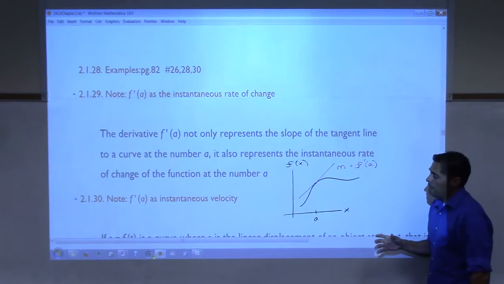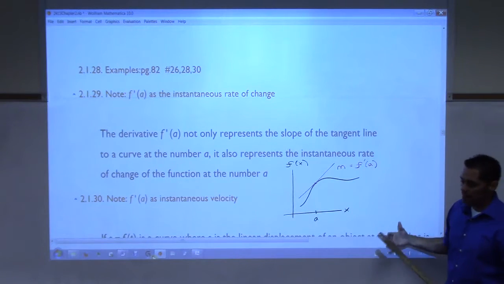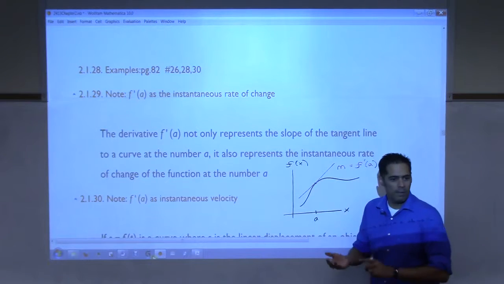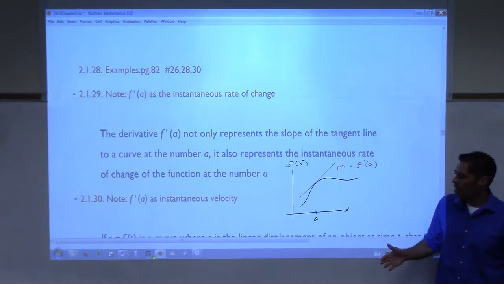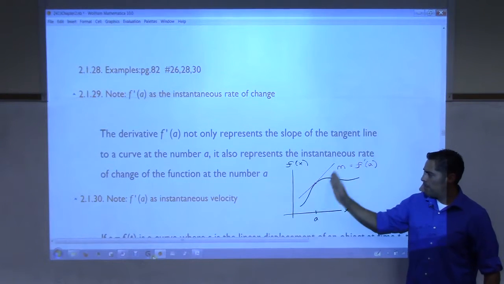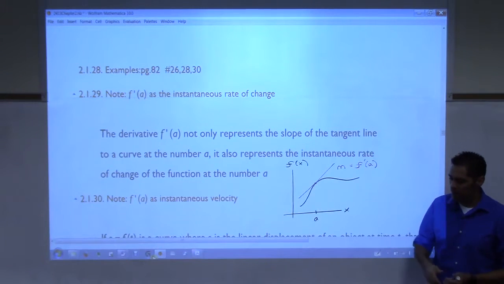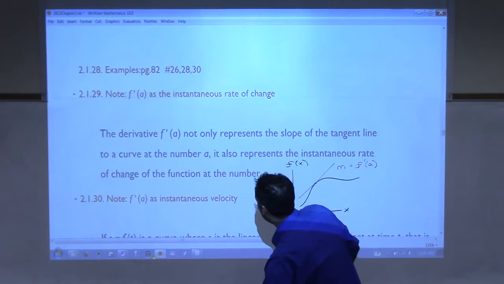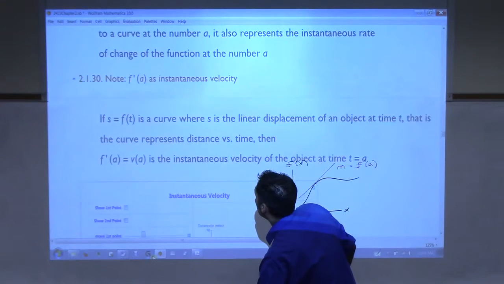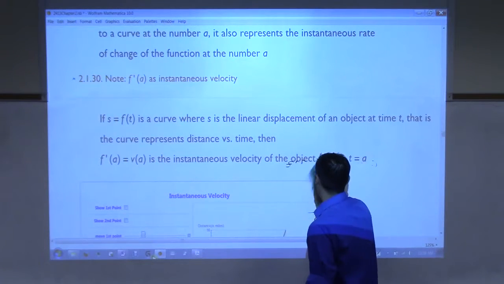And so we can extend this into any field. Chemistry, physics, biology, does not matter. Economics. If you have a function, this slope represents instantaneous rate of change. So I'm going to give you a couple of examples of how you could see this in another field. And the first one is this idea of instantaneous velocity.